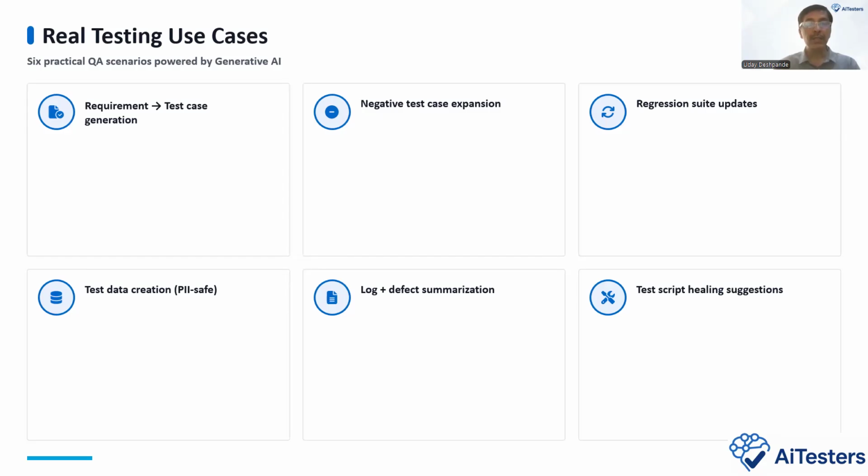Four, test data creation that's privacy safe. Generate realistic customer data without using actual personal information. Five, log and defect summarization. Turn pages of logs into concise root cause summaries. Six, test script healing suggestions. When your scripts break, Gen AI can suggest exactly what needs to be fixed. These aren't futuristic possibilities. These are capabilities you can start using today.